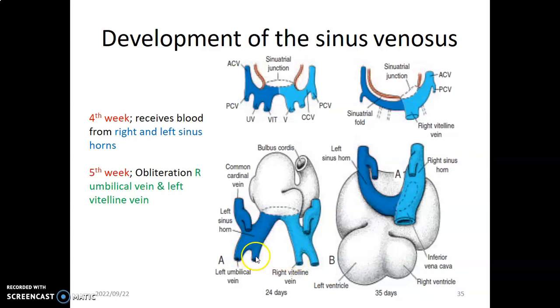This is the left umbilical vein. Then the common cardinals are coming from this side. What we're trying to say is each horn gives you a branch of the cardinal vein, umbilical vein, and vitelline vein. At the 4th week, the sinus venosus receives from both right and left horns. But when you get to the 5th week, there is obliteration of the right umbilical vein as well as the left vitelline vein. So you are left with the left umbilical vein and the right vitelline vein.